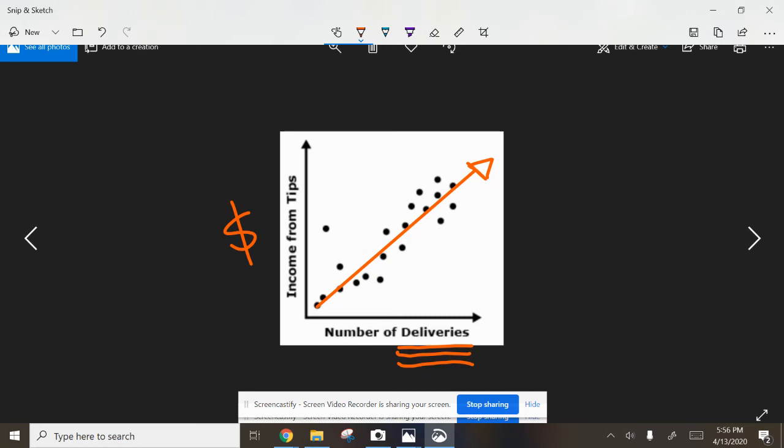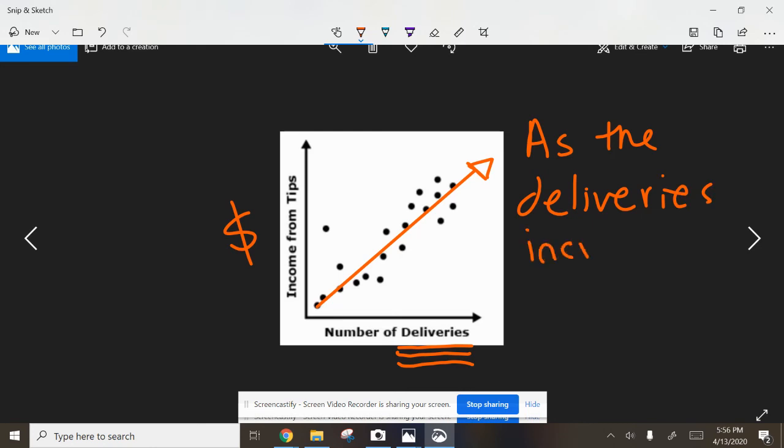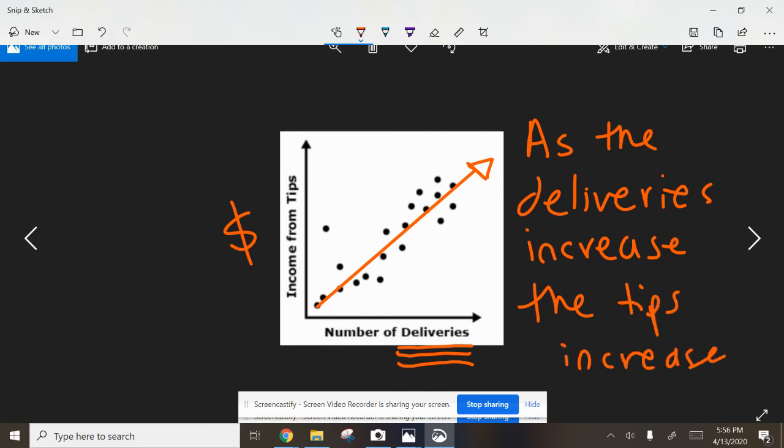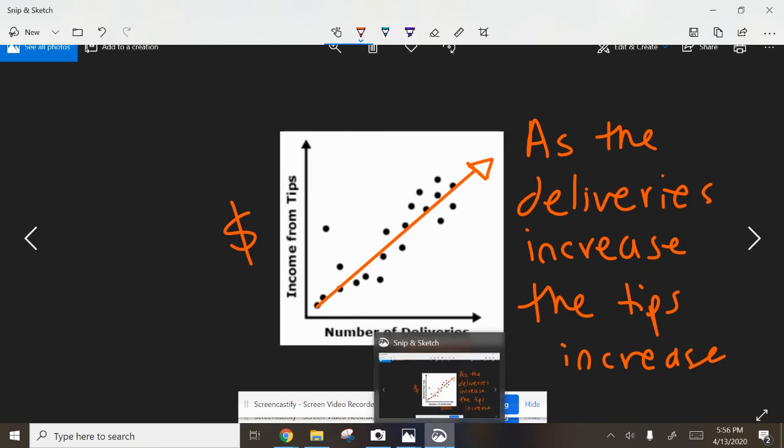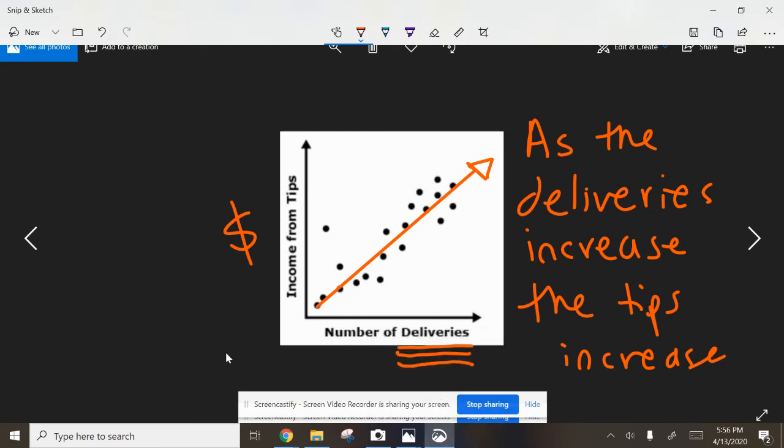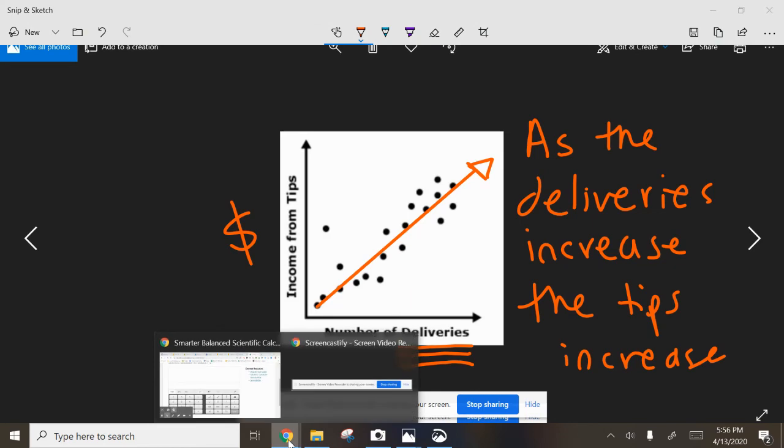Okay. So the way you would write this, you would say, as the deliveries increase, what else increases? The tips increase. Okay. And you've got to kind of look at it that way. You may see some questions like that in your quiz. All right, guys. Let's do another one like that. Oh, let me go back to that real quick.